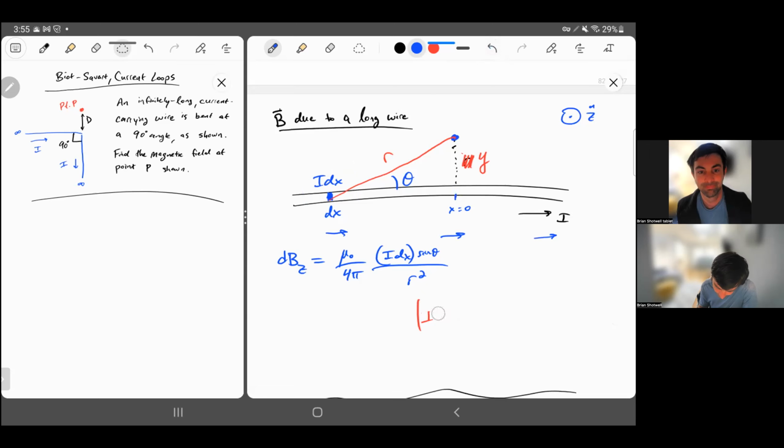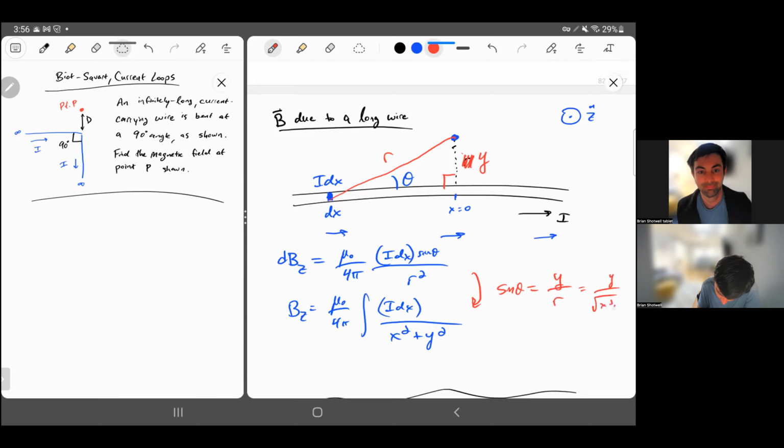Okay, so let's keep this going. The total magnetic field is going to be the integral of this thing, I dx over, and I'm going to write everything in terms of x because we have the dx already written. So the 1 over R squared is 1 over x squared plus y squared. This is just the Pythagorean theorem. And then the sine theta, maybe I'll write that separately. The sine theta is opposite over hypotenuse for this right triangle. So it looks like this is y over r, or y over the square root of x squared plus y squared.